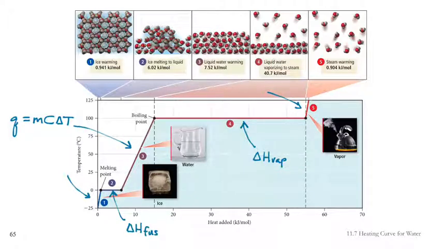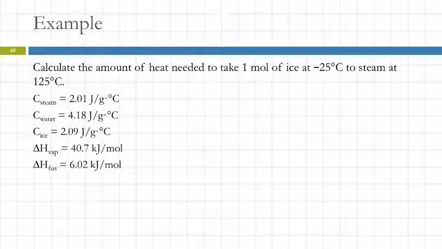So let's look at an example. This actually is directly related to the graph we just looked at, but we could make all sorts of variations of this. Calculate the amount of heat needed to take 1 mole of ice at minus 25 degrees Celsius to steam at 125 degrees Celsius.